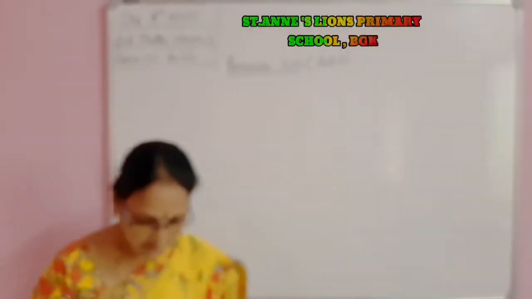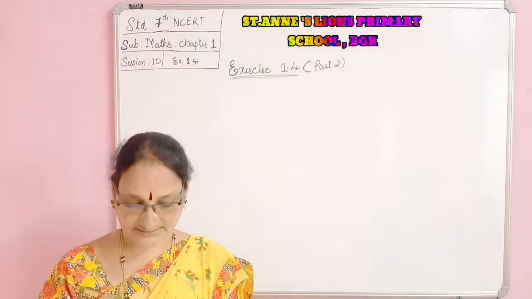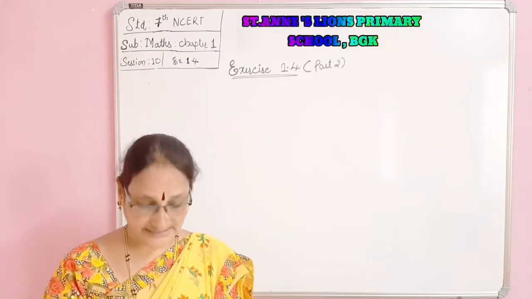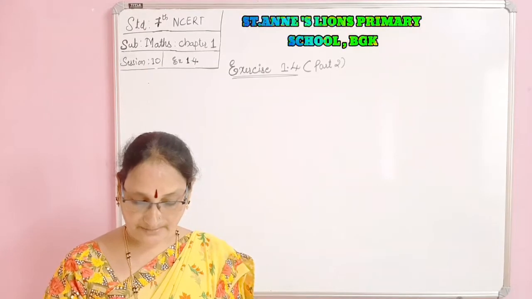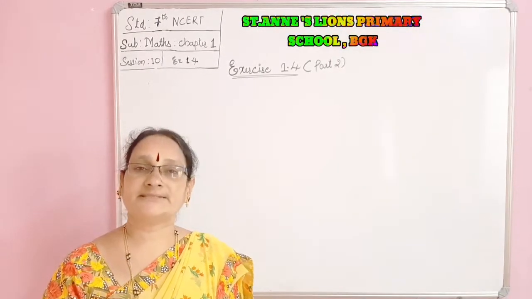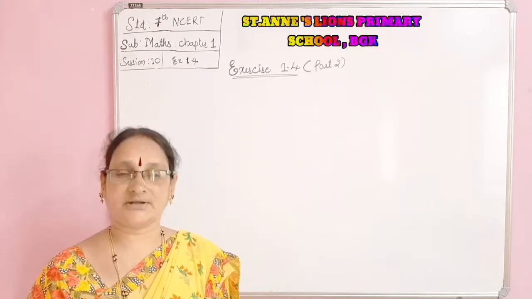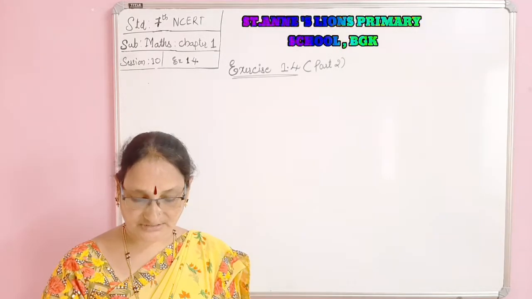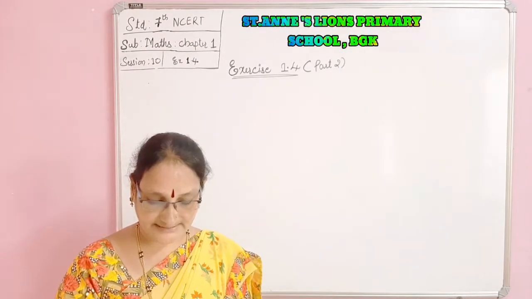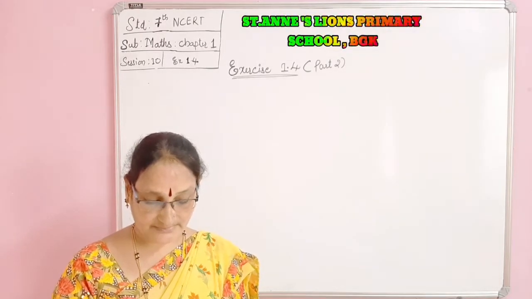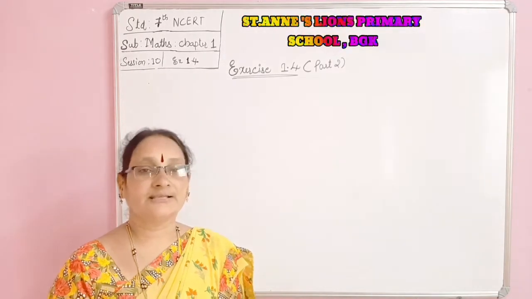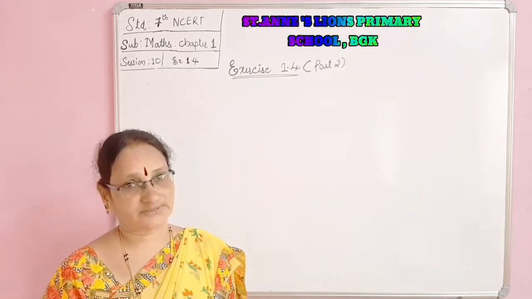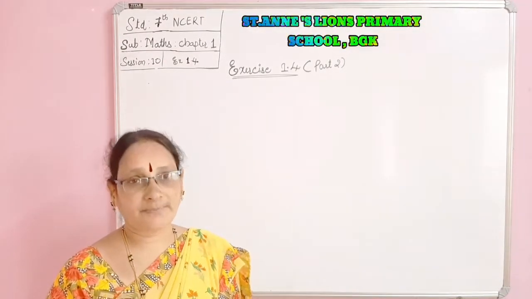So what is the fourth problem? Write 5 pairs of integers. Pair means 2 integers, A and B, such that A divided by B is equal to -3. When we divide 2 integers, the quotient must be -3. Such 5 pairs of integers we have to write. One such pair is 6 and -2, because 6 divided by -2 is -3. One example they have given.